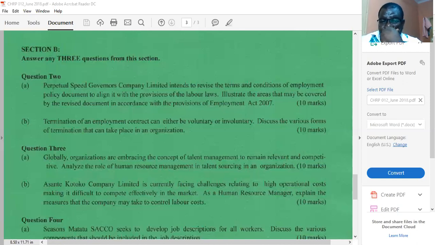I wanted to say working hours or reporting time and any breaks. Working hours, reporting time, any breaks that you have, leave entitlements, benefits that you will get. What are the terms? Is it contract? Is it permanent and pensionable?